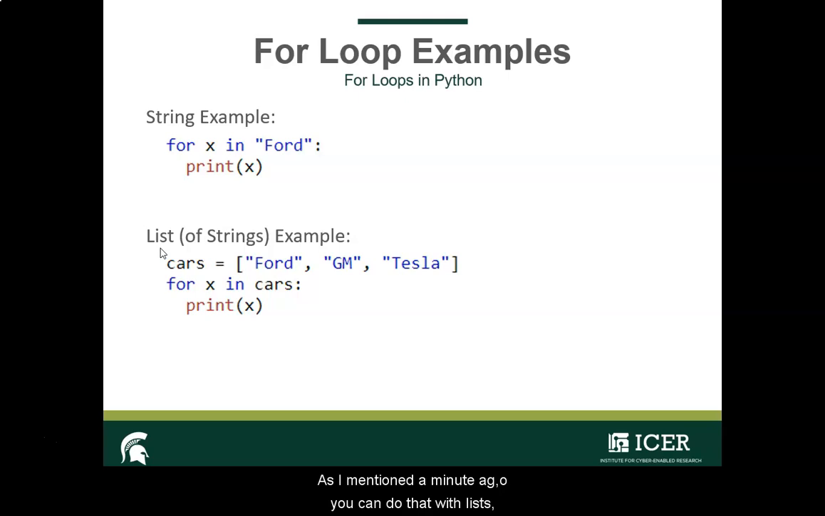As I mentioned a minute ago, you can do that with lists. So here is the cars variable, which is a list of 3 different strings. For each item in cars, I'm going to print that item, and so you will see the output is Ford, GM, and Tesla on different lines. Try it out for yourself.